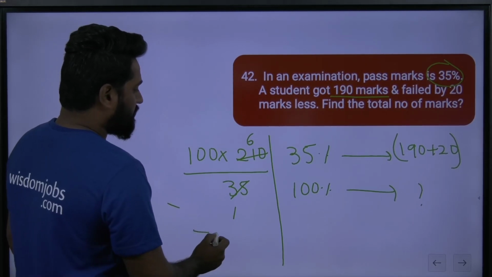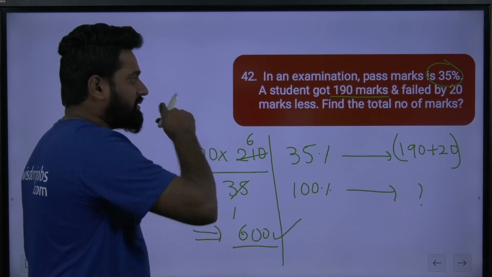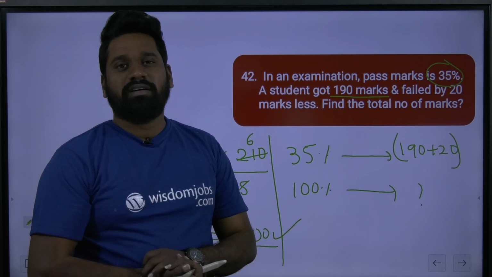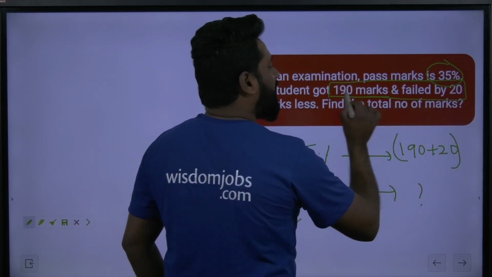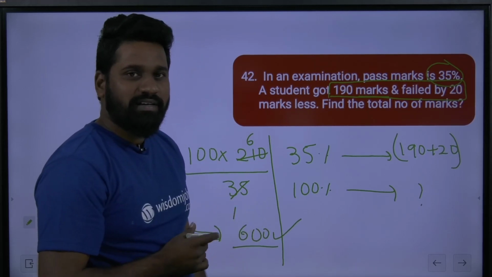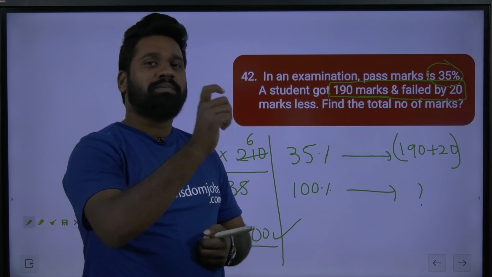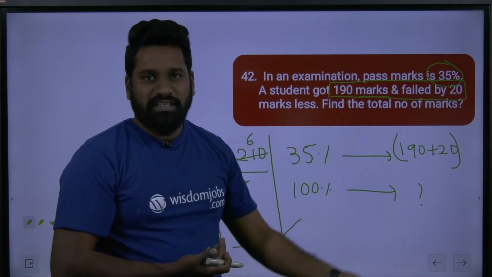So next it becomes 6 into 100. So 600 is the maximum marks of the examination, total marks of the examination. This step is important here. 190 marks and failed by 20 marks is given. That is why I am adding the 20 marks, then it represents the pass marks of the examination. And already the pass percentage is given.